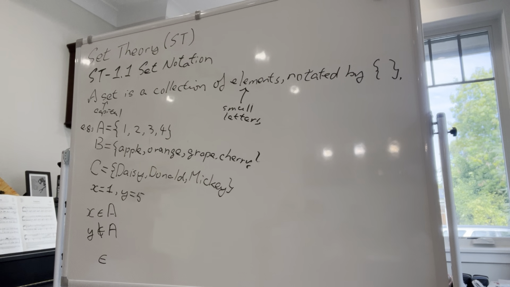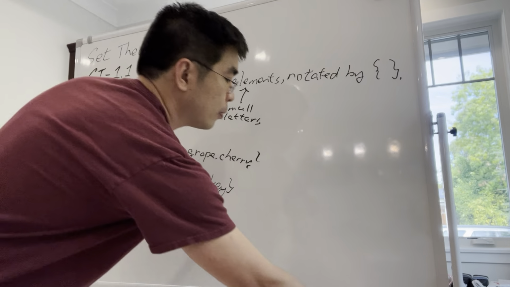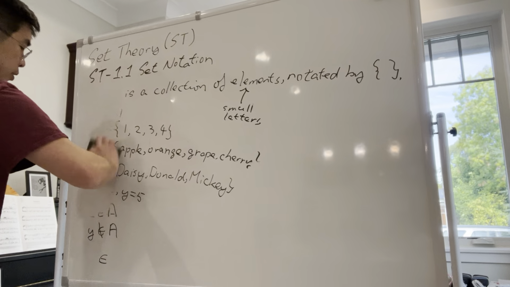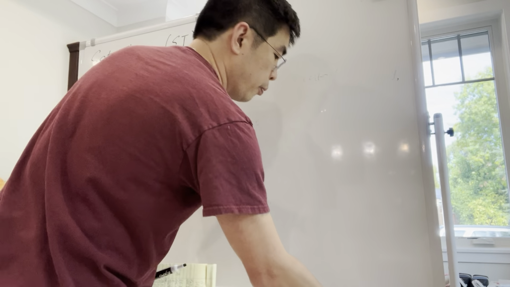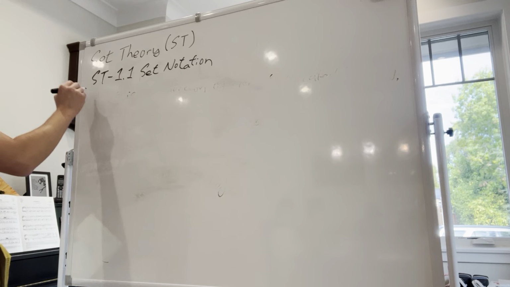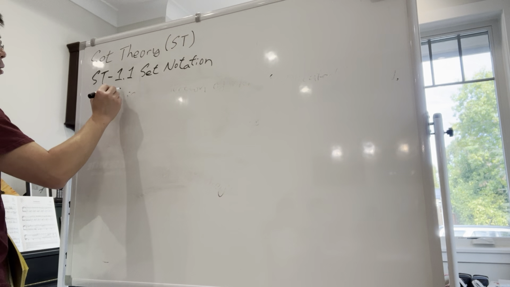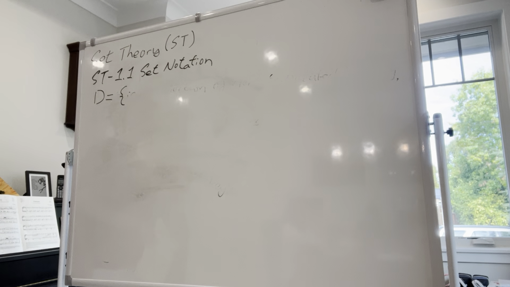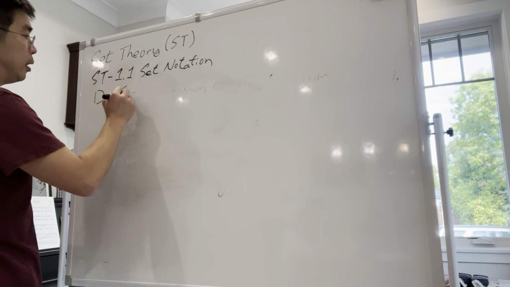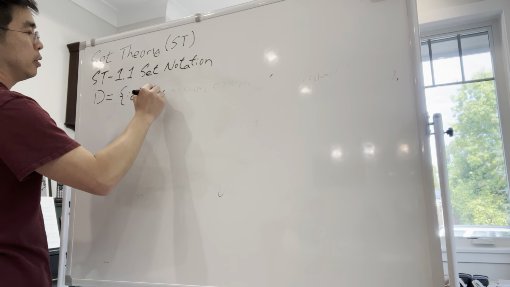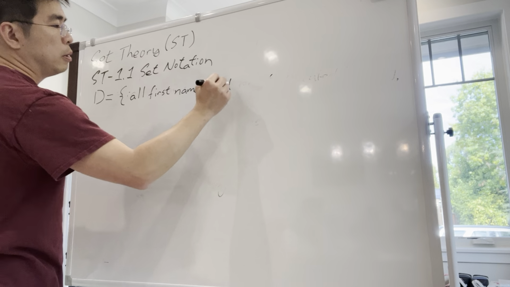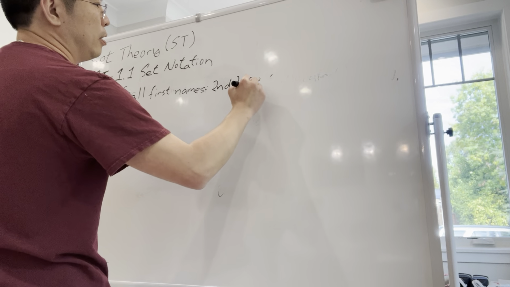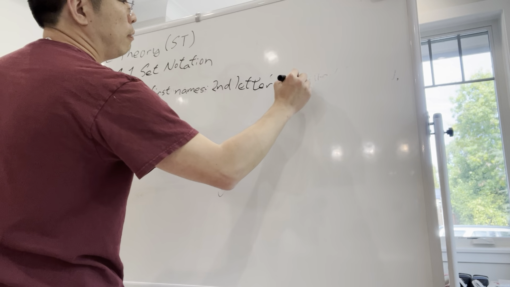Okay, no one raised any signs yet. Great. So let's keep going. I'm going to erase this. Next, let's give just a few more examples. Let's say I define another set D that is all first names where the second letter is a vowel.